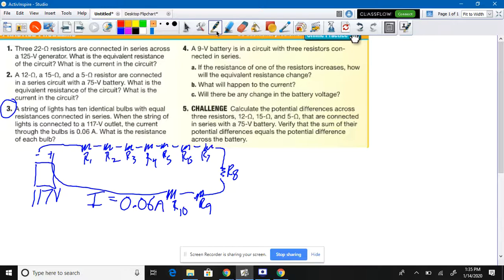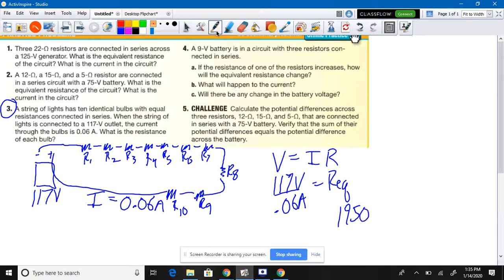Okay, if I do this, Ohm's law, can I solve for the R equivalent? Yes. Divide V by I, so 117 volts divided by 0.06 amps equals our R equivalent, meaning the total. What's 117 divided by 0.06? 1950, all right, so 1950 ohms. That equals your R equivalent. And then, since we have 10 of them, we're going to divide by 10, and you have 195 ohms on each.